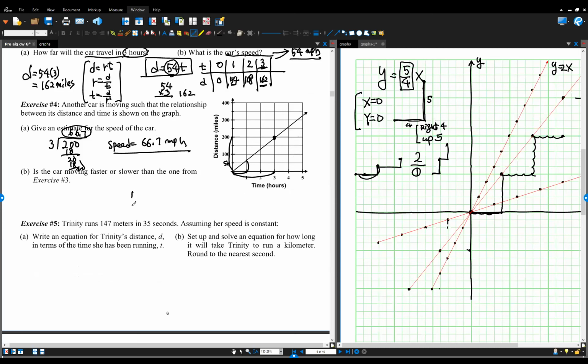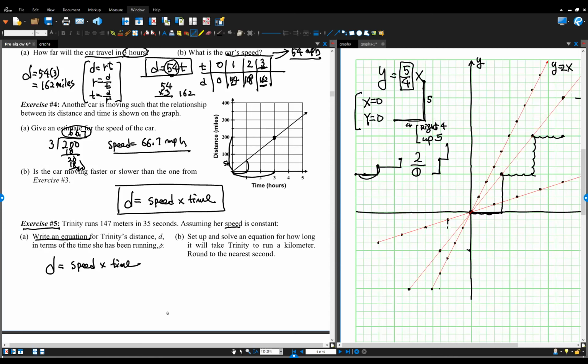Anyway, distance is speed times time. Remember, okay? All right, now, everybody try this one, exercise five. Trinity runs 147 meters. It takes 35 seconds. Now we're going to find what? Speed is a constant, so we're going to find the equation. Distance is speed times time.